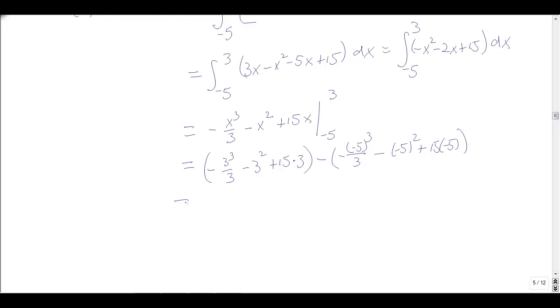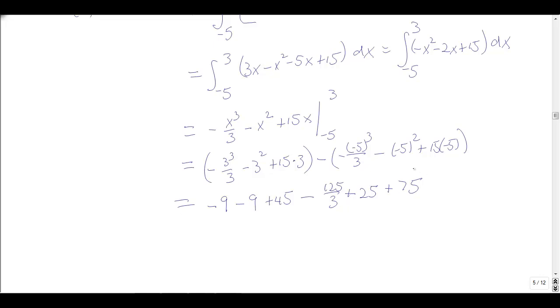And what I'm going to get here, let's see, 3 cubed over 3 is going to be 3 squared, so that's a -9, minus 3 squared is 9, plus 45. Here I get negative to the third, that's going to be negative. Another negative makes it positive. 5 to the third is 125 thirds. -5 squared is 25, so I get a minus 25. And then I get a negative 75, but the minus makes it a plus 75. And I think I made a mistake. -5 squared is 25, but then I have a minus here. So that negative subtraction with the 25 should be an addition.